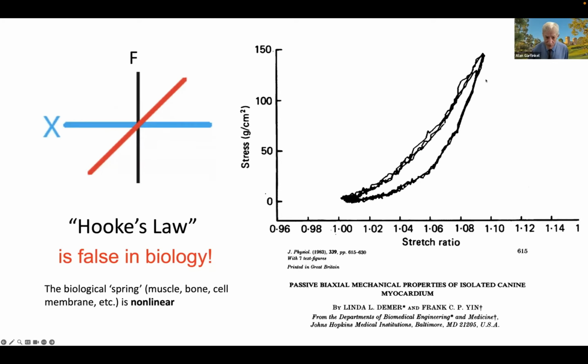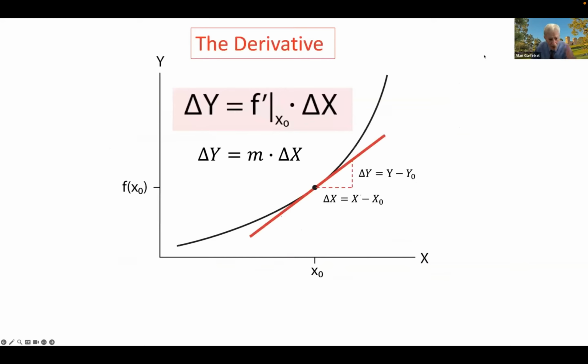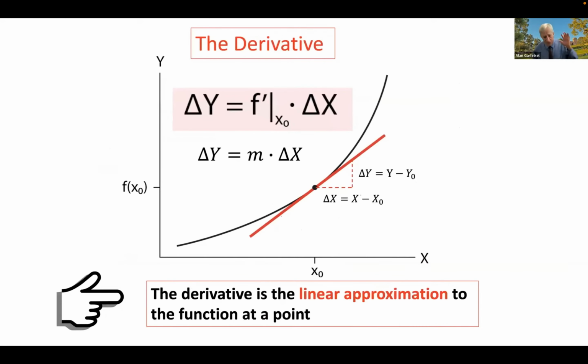Here is cardiac muscle, all bone, cell membranes, all nonlinear spring functions. And so these can't be solved by calculus. So we do talk about the derivative. We stress the conceptual, that the derivative is the linear approximation to a function at a point.